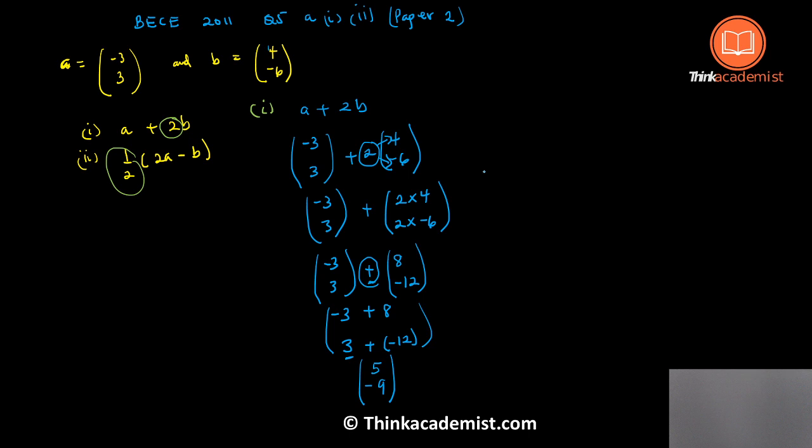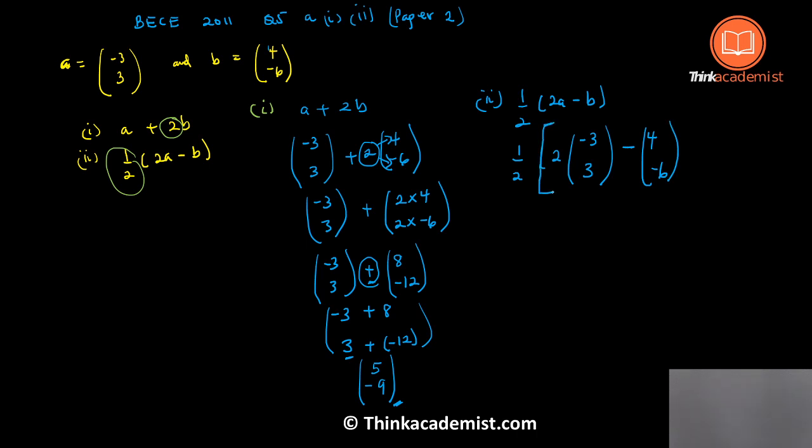So that's the answer to the first one. And then the second one, we said half into bracket (2a - b). Now solving that, wherever we see a, what do we fix there? 2, we have (-3, 3), and then minus what? (4, -6). Let's put parentheses so that we don't get confused. So we'll concentrate on what is in the parentheses first.